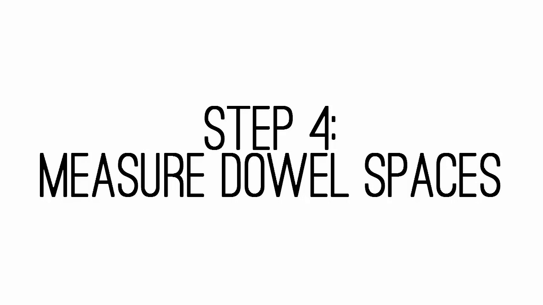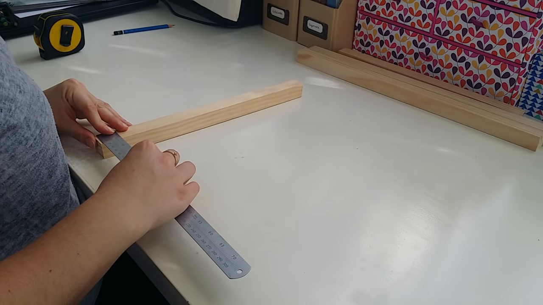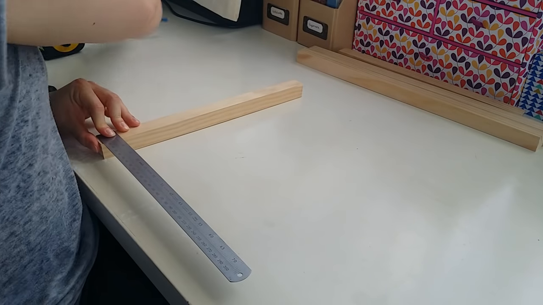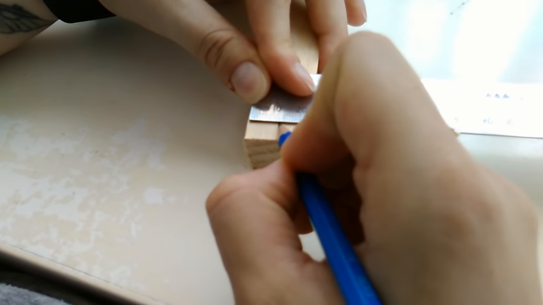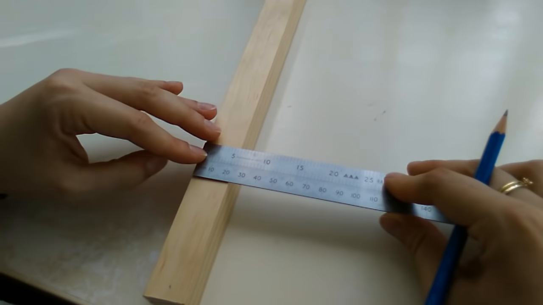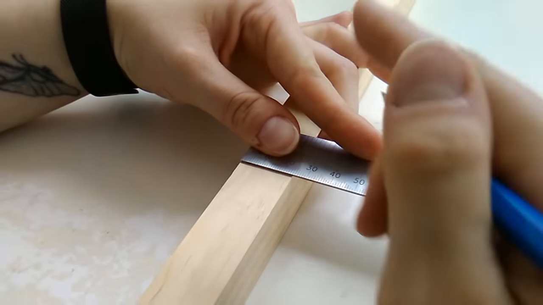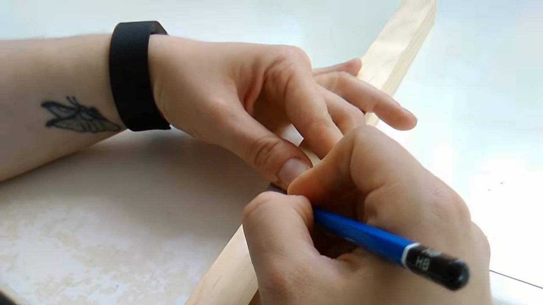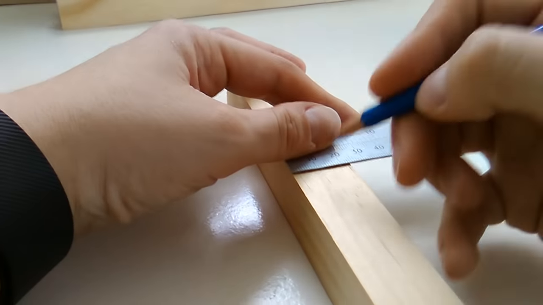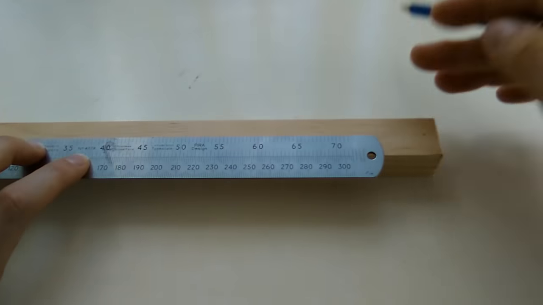Now we are going to measure the dowel spaces. So first you need to find the center point of the top and bottom pieces. In the middle, as you can see, I've got 12 millimeters that I'm just measuring out there, and I continue to do this along the pieces of wood, and then I will join those marks up with the ruler so that there's a center line. And I'm joining them up, as you can see.